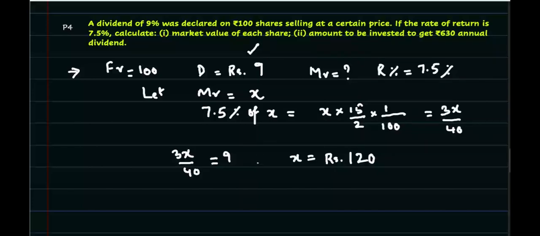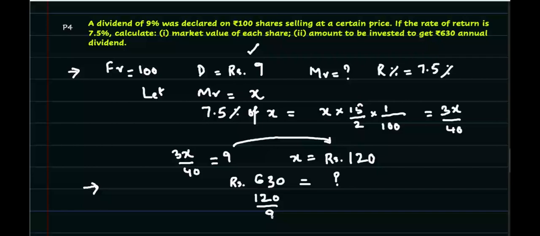Second point, amount to be invested to get 630 annual dividend. How much amount do we need to invest? How will you get to know? For rupees 9 income, you are investing 120. For rupees 630, how much will you invest? This is the question. Simple, just apply the unitary method. 120 divided by 9 multiplied by 630.